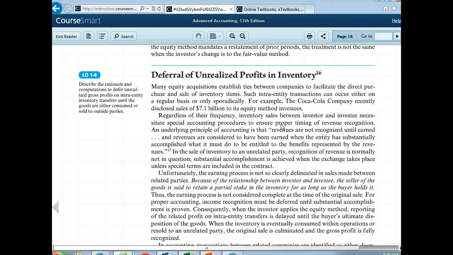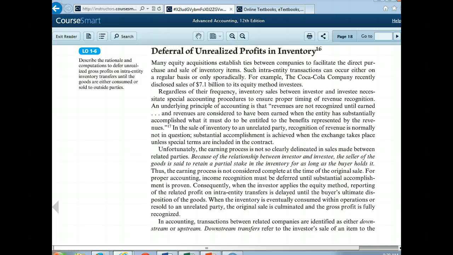recognition. An underlying principle of accounting is that revenues are not recognized until earned, and revenues are considered to have been earned when the entity has substantially accomplished what it must do to be entitled to the benefits represented by the revenues. In the sale of inventory to an unrelated party, recognition of revenue is normally not in question. Unfortunately, the earning process is not so clearly delineated in sales made between related parties.